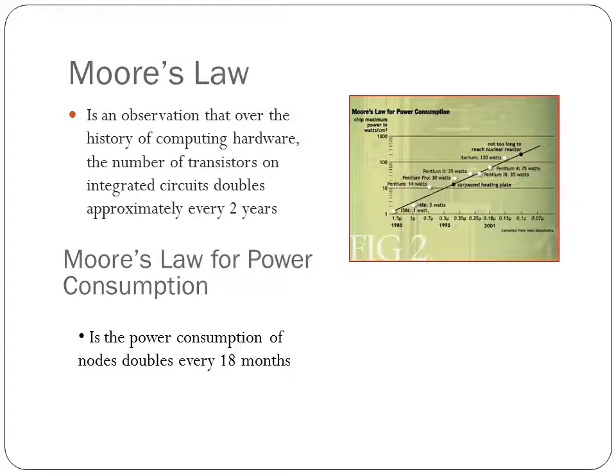Moore's Law. What is it? It is an observation that over the history of computing power, the number of transistors on an integrated circuit doubles approximately every 2 years. An example of this is to your right. Moore's Law for power consumption is a power consumption of nodes doubling every 18 months.